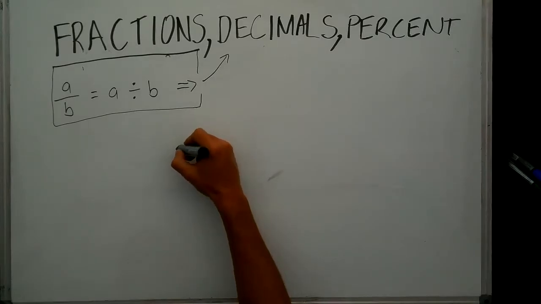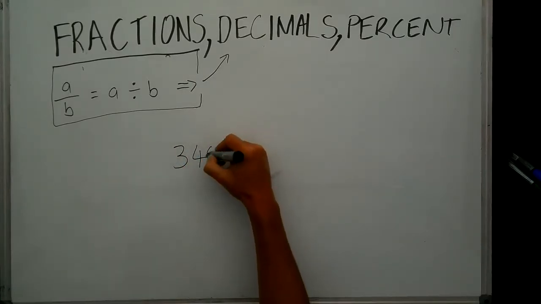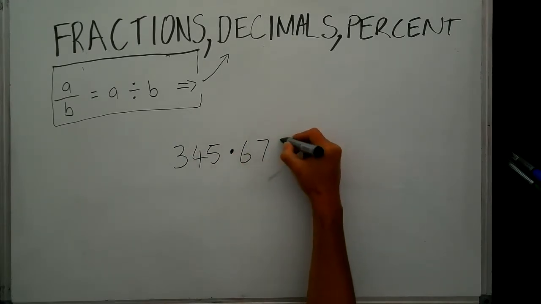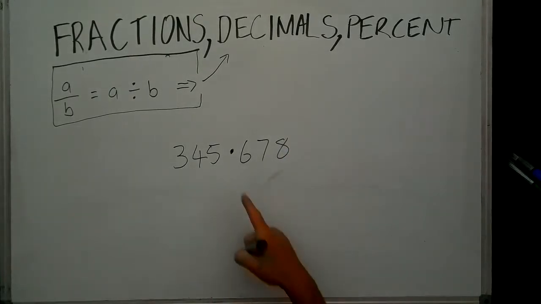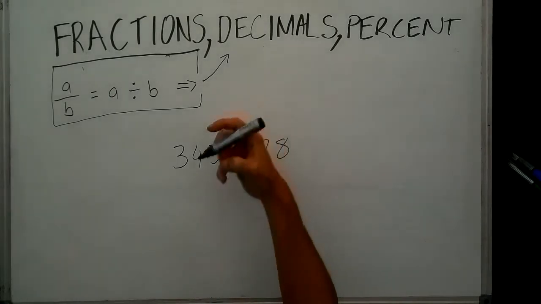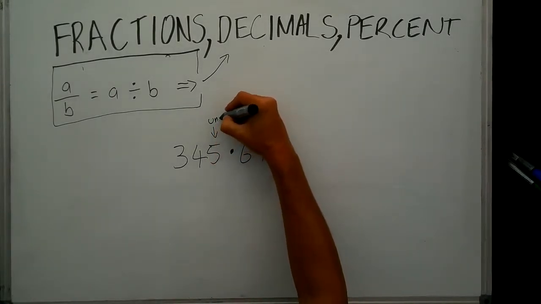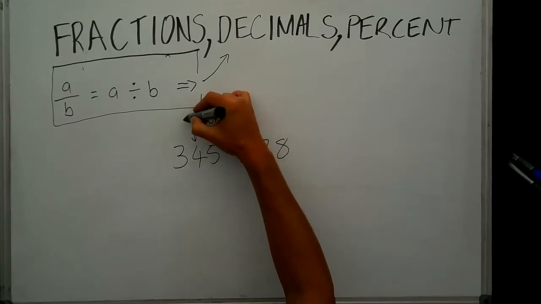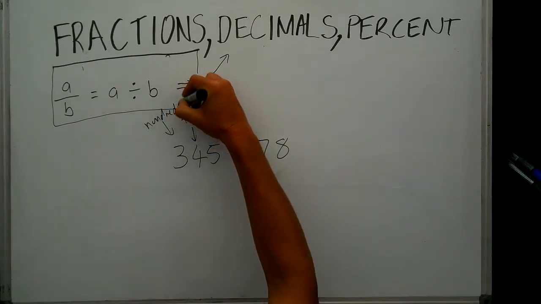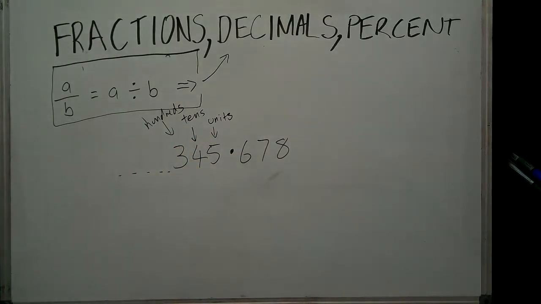Okay, so decimals. I'm going to start with, let's say, 3, 4, 5, 7, 8. Let's just say that number with a decimal point. Now there's a little bit of number theory in here, but just to explain what's going on. So the whole numbers, we understand that this is the units. This number is the tens, hundreds, and it keeps going that way.